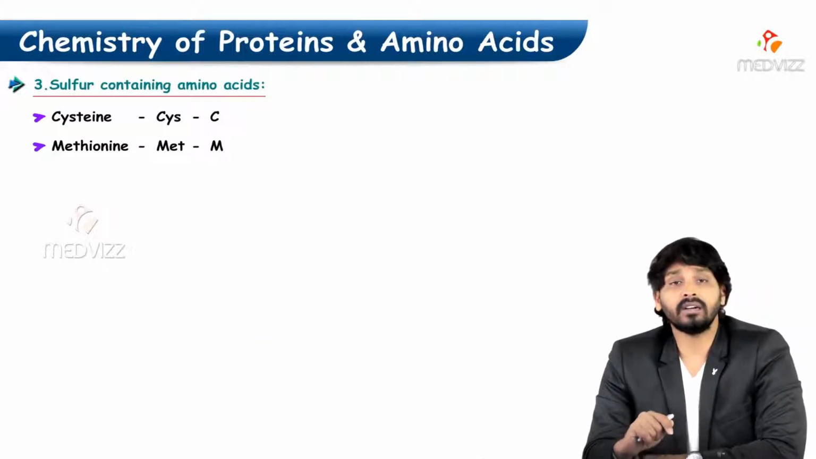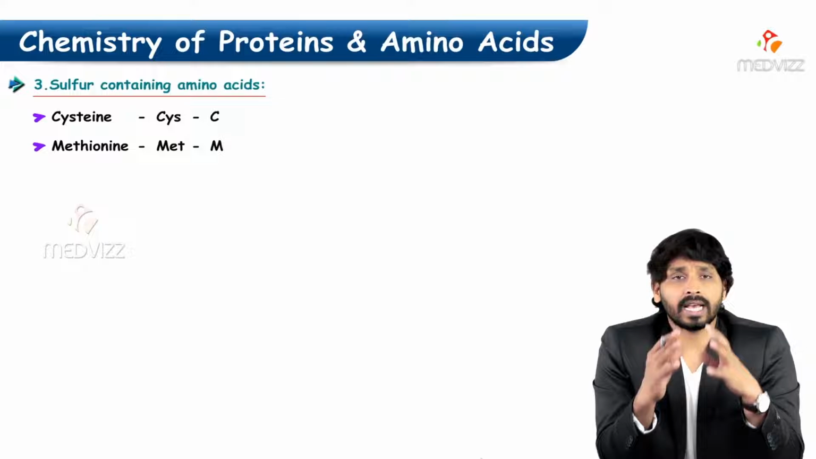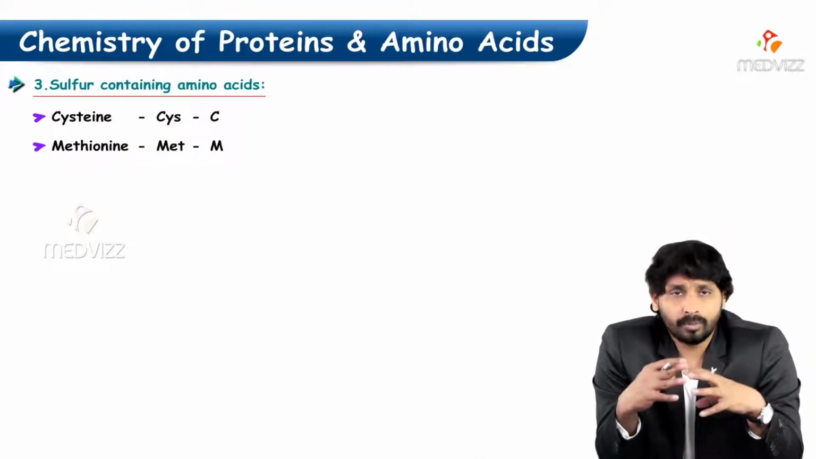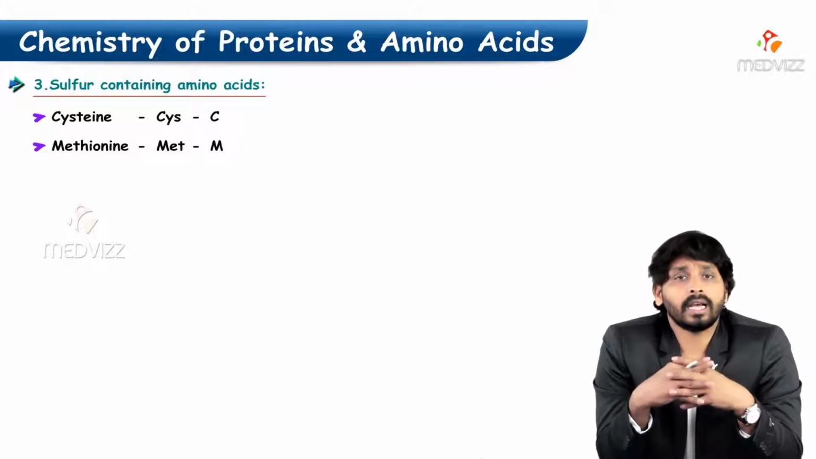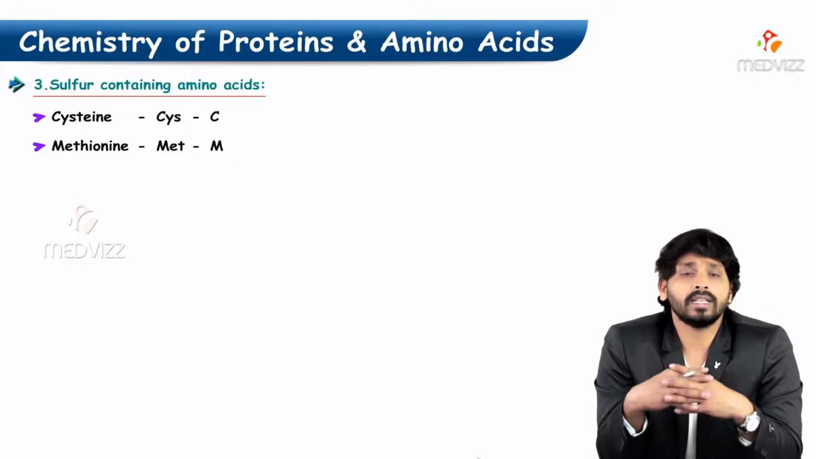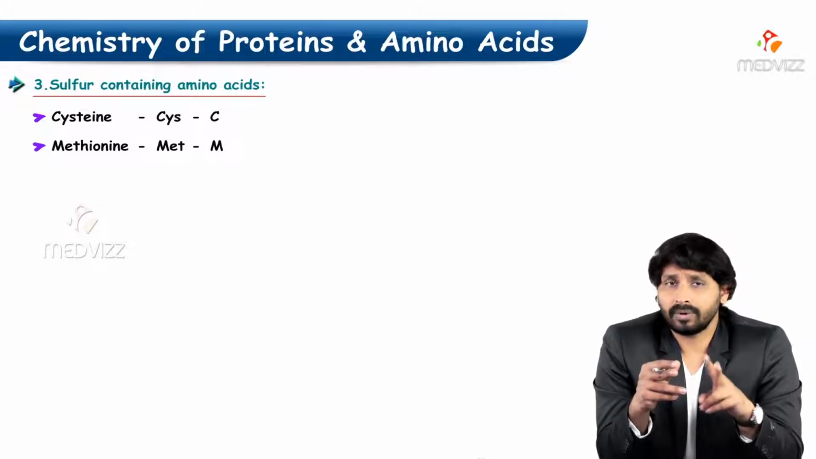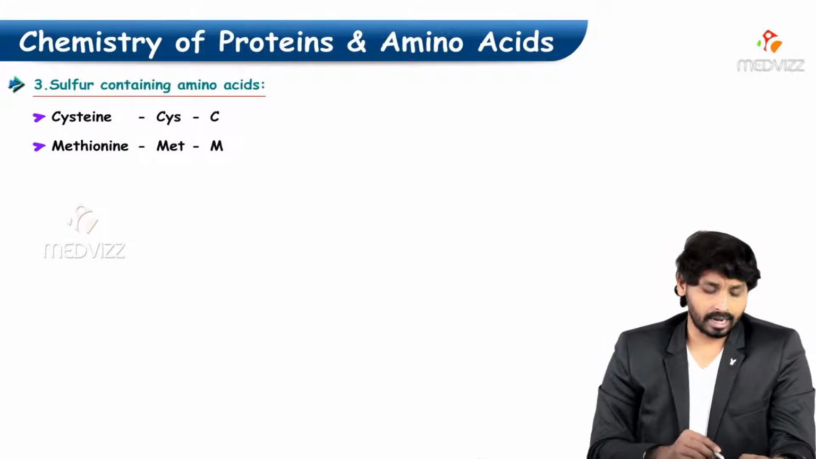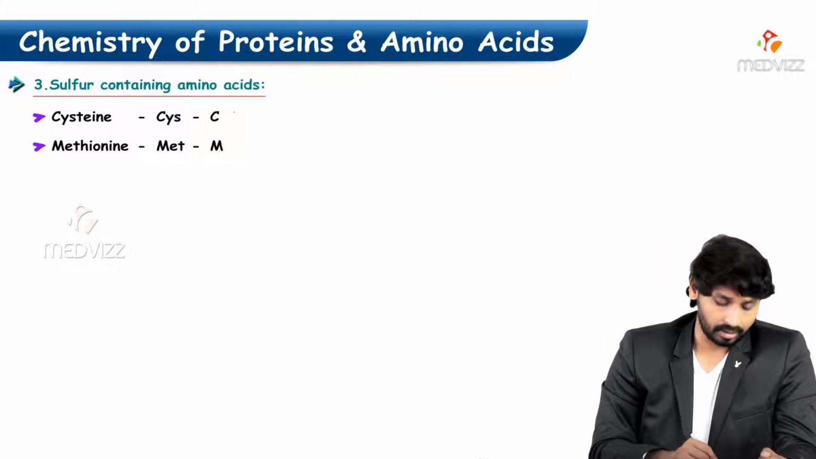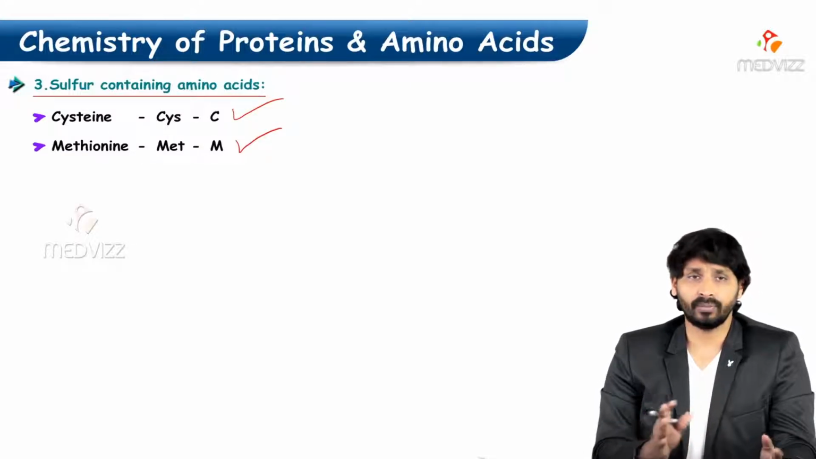Now, sulfur containing amino acids. Like the hydroxyl group containing amino acids, which carry a hydroxyl group in their structure, sulfur containing amino acids are the amino acids which carry sulfur in their structure. We have 2 major sulfur containing amino acids: one is cysteine, the other is methionine. They have standard alphabets: C stands for cysteine and M stands for methionine. I'll tell you the difference.